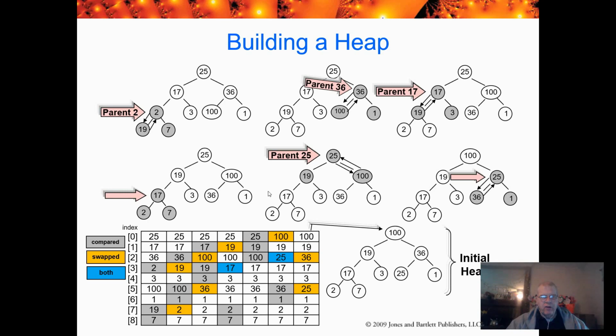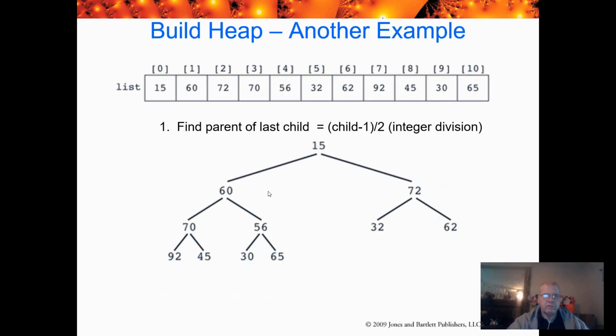And then we go on one further and swap 100. And that becomes the final heap. And it is a left balanced binary tree heap. So that's step 2. Here's another example of step 2.